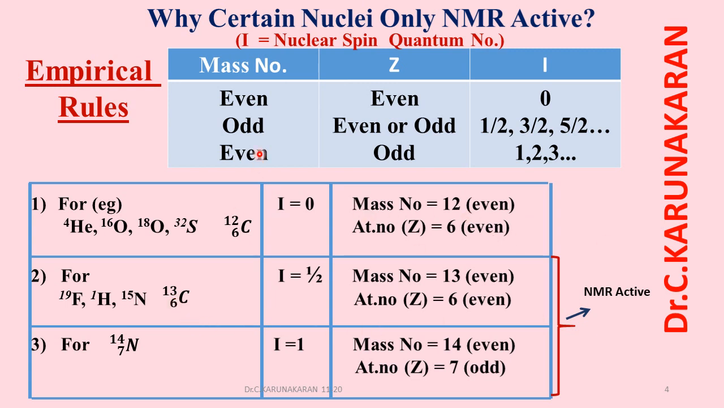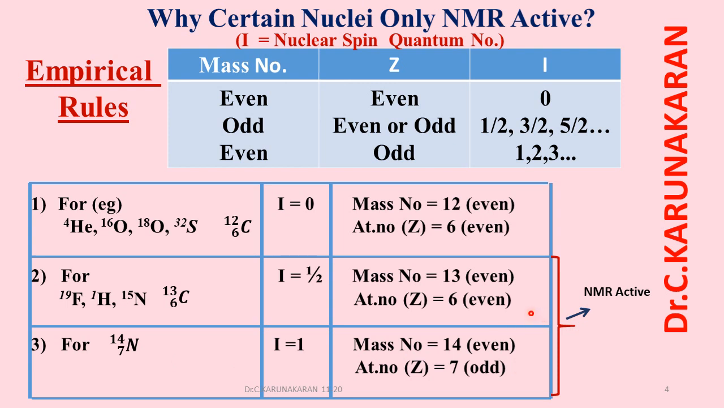Now let us consider when the mass number is odd. For example, C-13 has an odd mass number and an even atomic number. In that case, I equals 1/2, 3/2, 5/2, etc. For an even mass number and an odd atomic number, as in nitrogen-14, where the mass number is 14 and the atomic number is odd, I equals 1, 2, 3, etc. So for nitrogen, I equals 1.